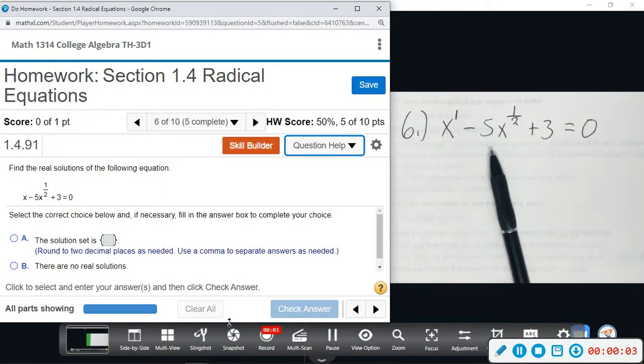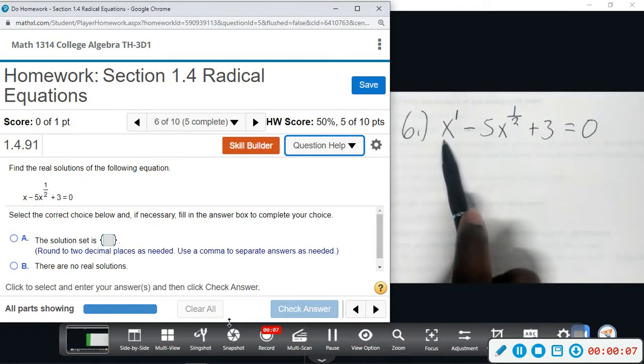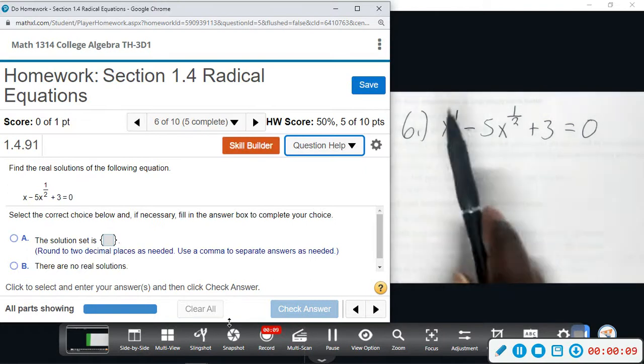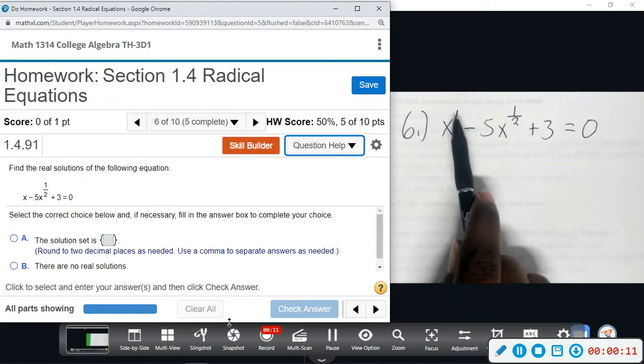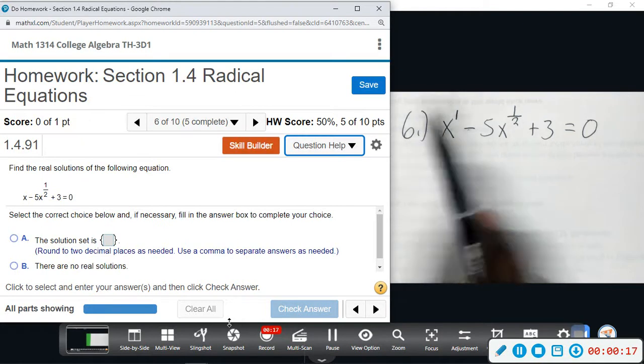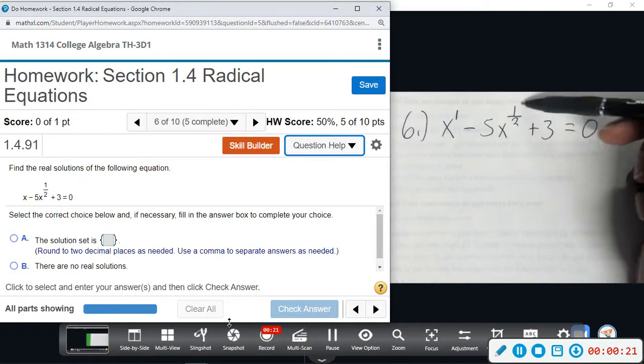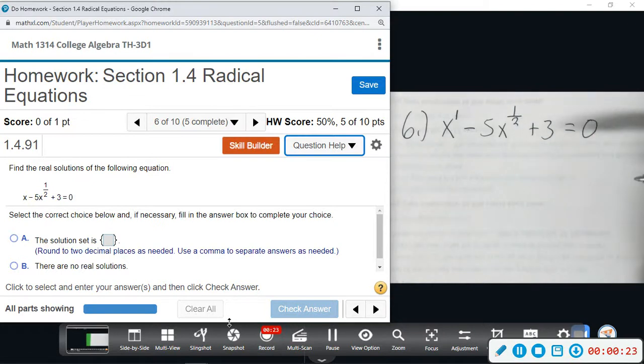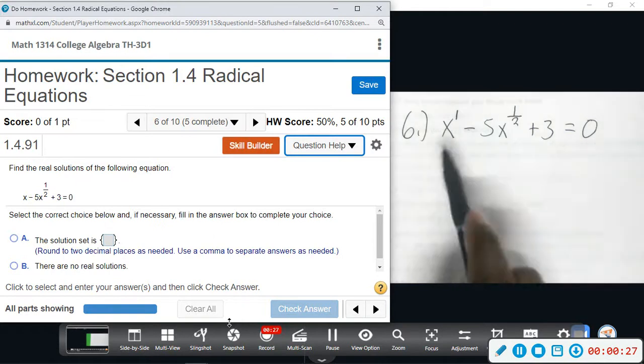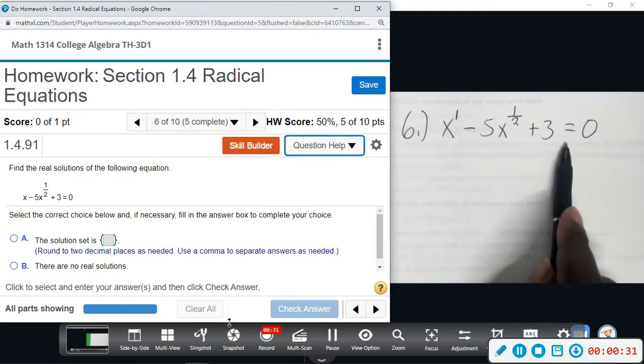All right, problem number 6. I've written it down. It looks a little bit different than what it does on the page. I've just added the exponent of 1. Normally it's not written, but I just wanted to drive a point home. This problem looks weird in the fact that it has this 1/2 power exponent, which is really a square root. But I want you to see the similarity between this problem and quadratics.